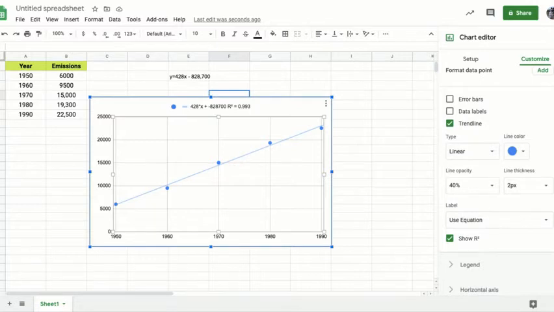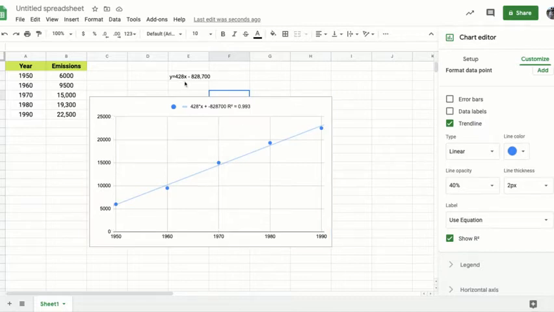So that answers your question 2 for you. All right, so that answers question 2. What is the linear regression equation? That's what we just got, just from Google Sheets. What does the slope mean in context? So our slope, remember, is always that number in front of the x. So it's that 428. 428 is my slope.